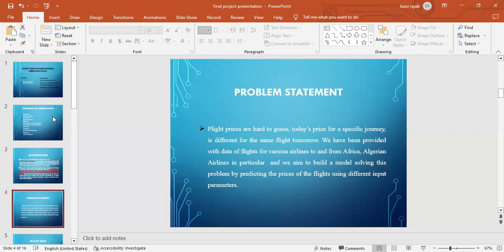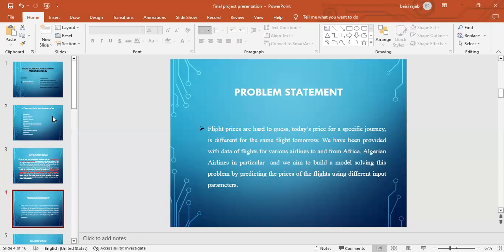Now, flight prices are hard to guess. Today's price for a specific journey is different for the same flight tomorrow. Like I said, I talked about the parameters. If today's parameters are different from tomorrow's parameters, the distance and the destination don't matter, but the parameters are the ones that are determining. So the price is going to change. Either the price will increase or the price will reduce, hence making a flight price hard to guess. It's not very easy to predict the price of a ticket.